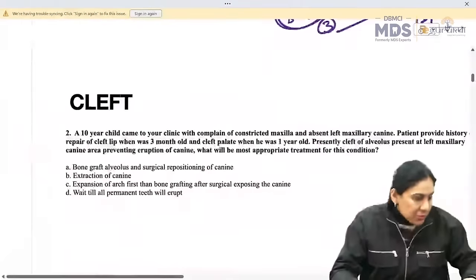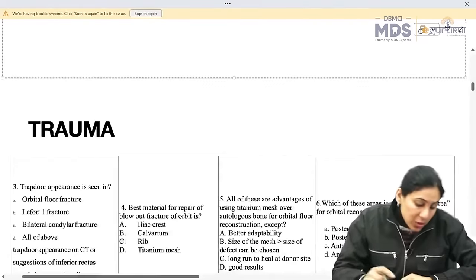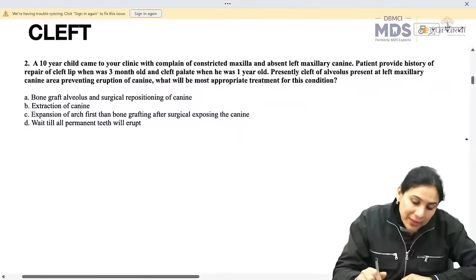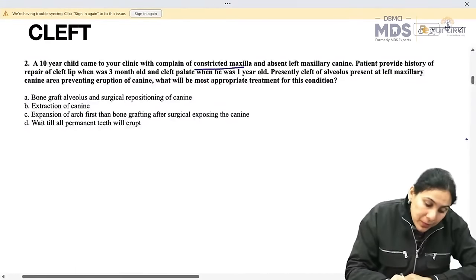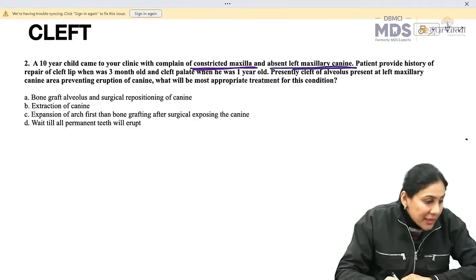Coming to the next question. A 10-year-old child came to your clinic with complaints of constricted maxilla and absent left maxillary canine.